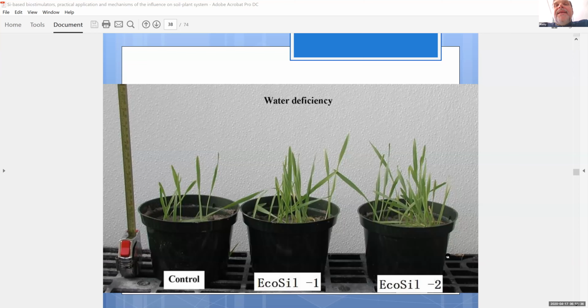And this is what we started to investigate, and we found that when we apply silica, we increase the water storage ability of the plant, and the plant can keep more water inside of the leaves. And when the plant has a water deficiency, it starts to use the water which was stored inside before. Next, please.